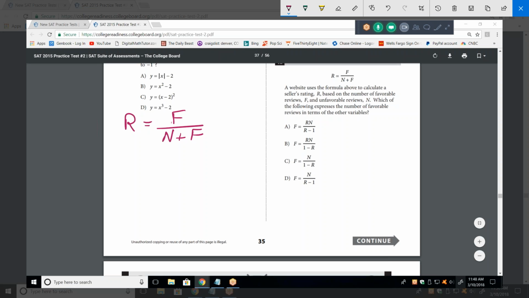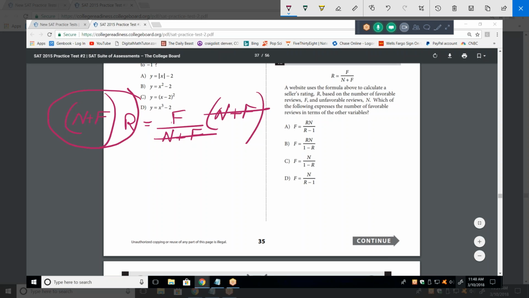There's a rule I have when solving algebraic equations: get rid of your denominators and your parentheses. We don't have any parentheses, but we certainly have a denominator. How do I get rid of it? Multiply both sides by the denominator. That cancels with that, and now I'm left with that equals F, but that's not the answer because I still have an F on the left side.